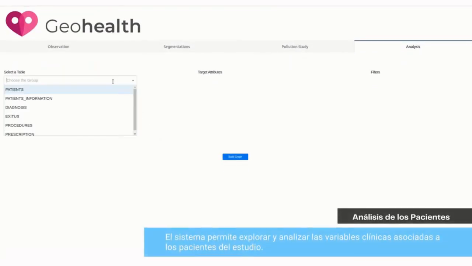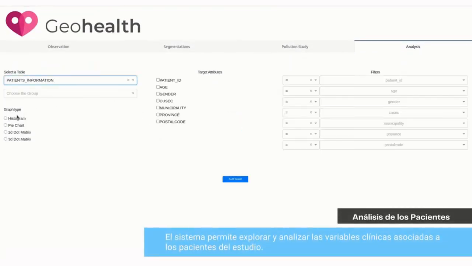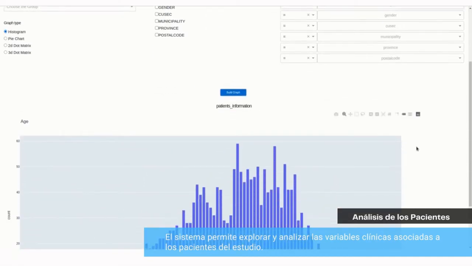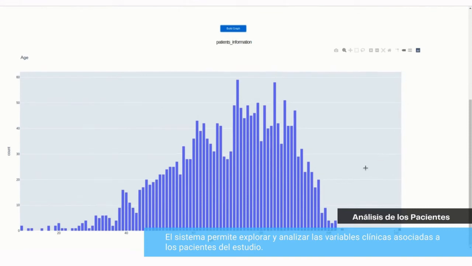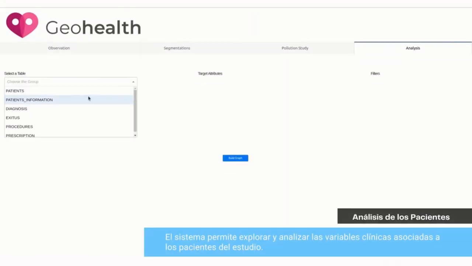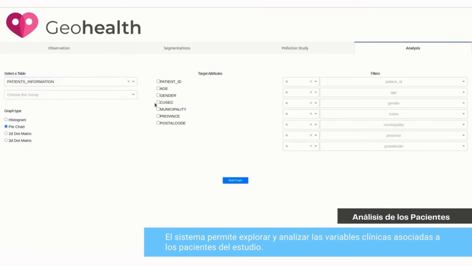In this last section, the clinical researchers can explore, manipulate, and represent the demographic and clinical data of the patients included in the study. It's possible to represent the distribution of a variable using graphs such as the histogram or the pie chart, as well as to represent two or more variables to understand the relationship between them using 2D or 3D graphs.